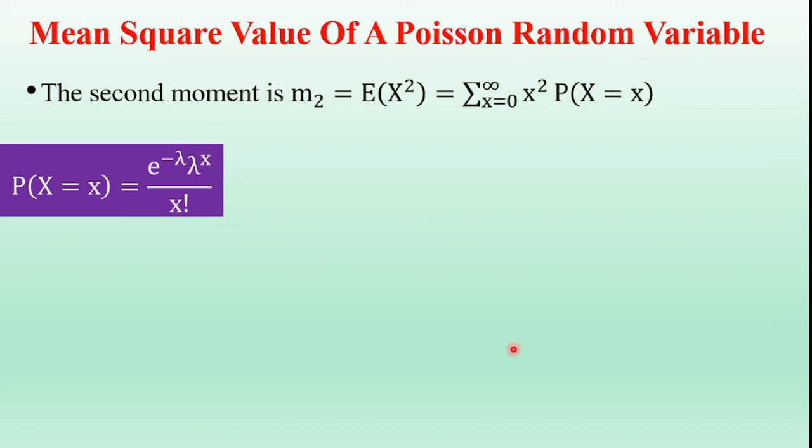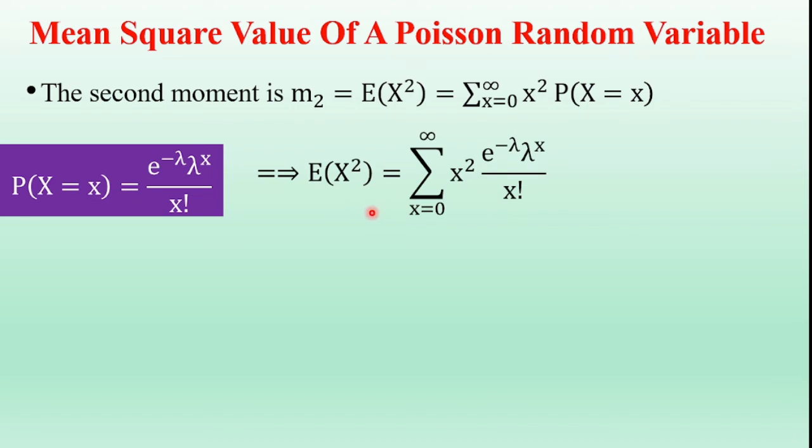So random variable capital X is the Poisson random variable. The expression of the Poisson distributed random variable is probability of x is e power minus lambda into lambda power x by x factorial. Substitute that into the RHS. We get expectation of x square is equal to sigma x is equal to 0 to infinity x square into e power minus lambda into lambda power x by x factorial.